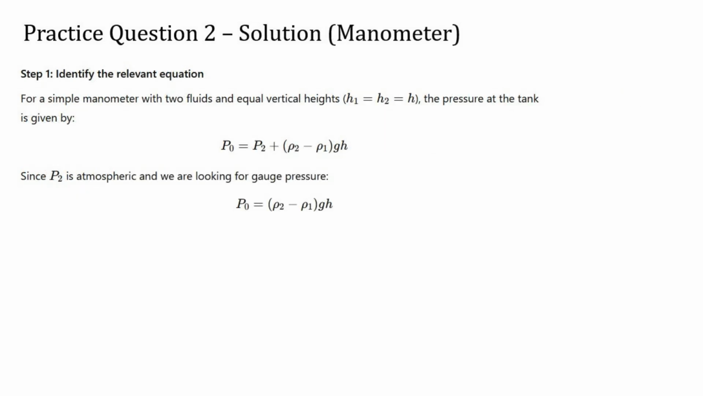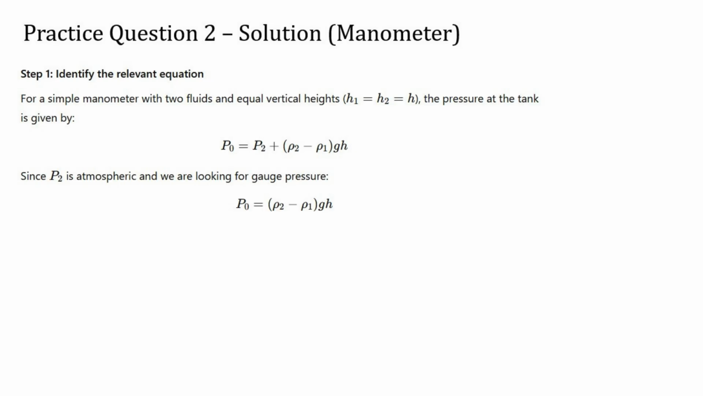The left leg of the manometer is filled with a lighter fluid, and the right leg contains mercury, which is significantly denser. The key information provided includes the densities of both fluids, the vertical height difference between the two fluid columns, and the fact that the top of the right leg is open to atmospheric pressure. Since we're looking for gauge pressure, that is, pressure relative to atmospheric, we can ignore the atmospheric term and focus on the pressure difference caused by the two fluids.